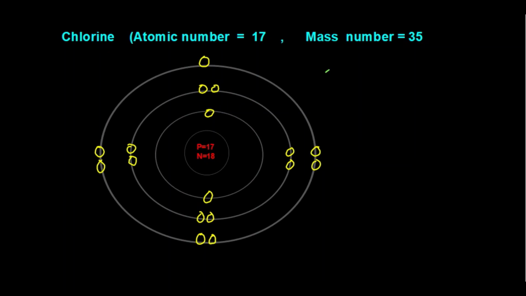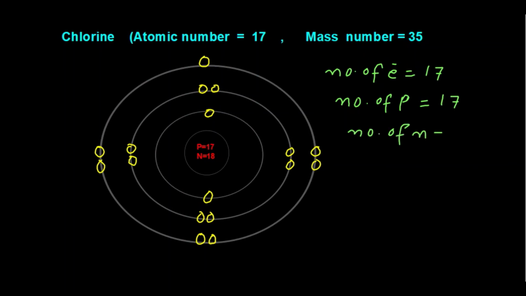Now here we notice the total number of electrons in chlorine atoms. Number of electrons are, how many electrons are there? 17. Similarly, number of protons, we know if atomic number is 17, then it must have 17 protons which are present inside the nucleus. Number of neutrons, we are asked to calculate number of neutrons. Mass number is given to us. What is the mass number of chlorine? Yes, its mass number is 35.